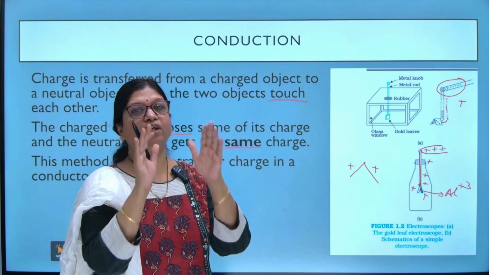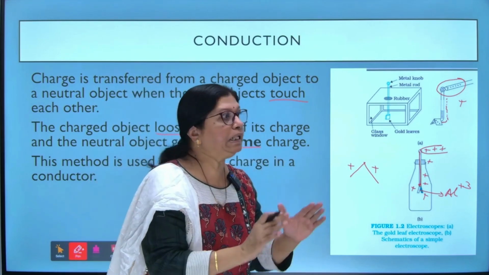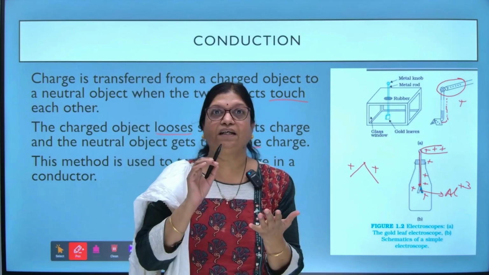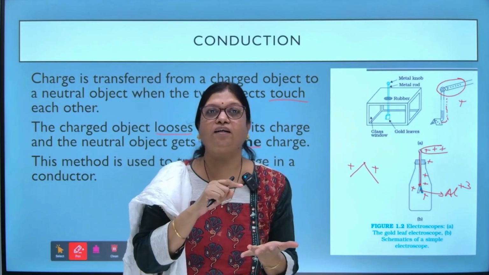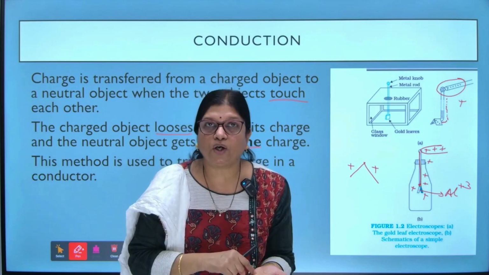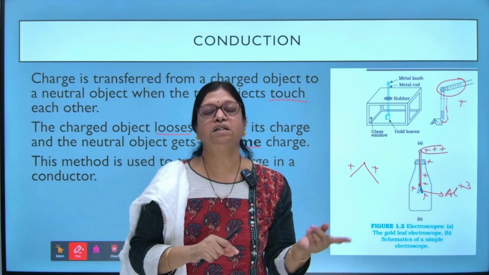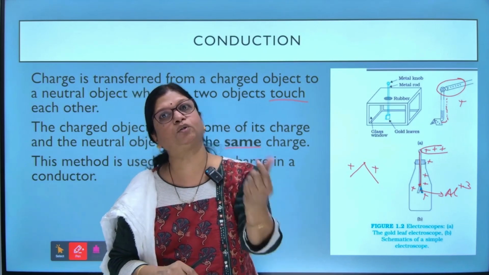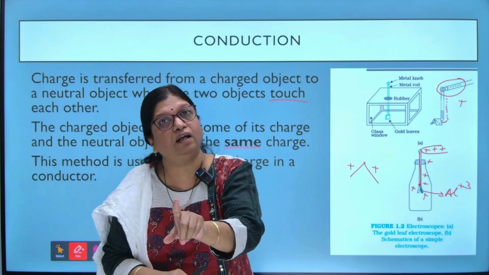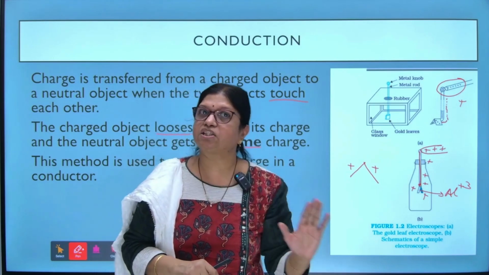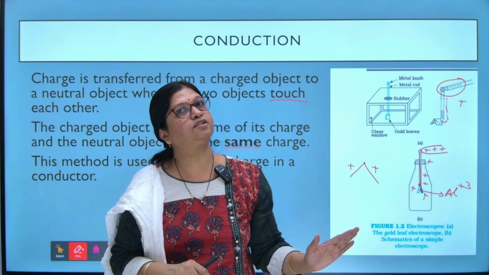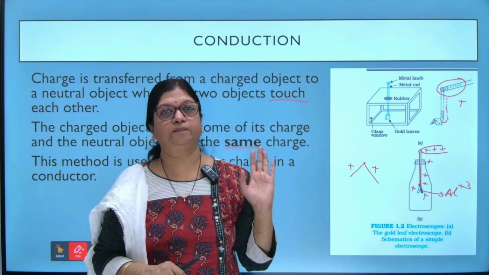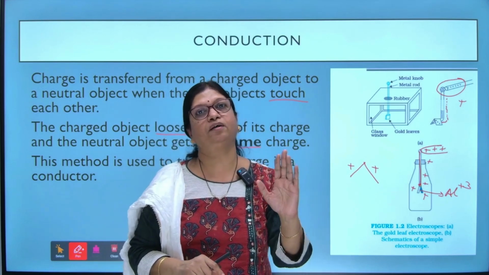So here we are charging the aluminium foil or the gold leaf by the method of conduction. If at all you are charging a body by the conduction method, the same charge will be transferred. Some amount of the same charge will be transferred to the other body. Charge can neither be created nor be destroyed. It can only be transferred from one body to another body. This is the method of conduction.